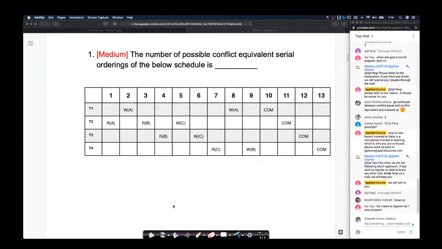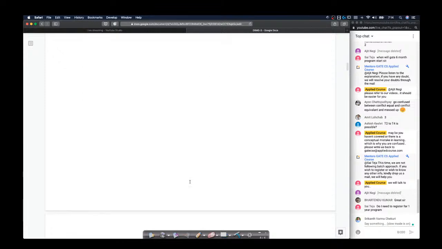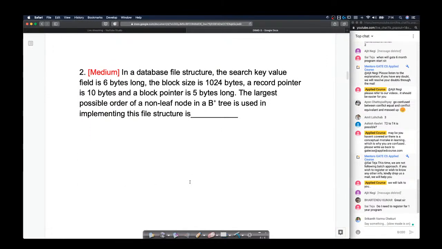Okay, cool. So now let's go to the second question. Okay, this is a good question. Again, this is a B plus tree.